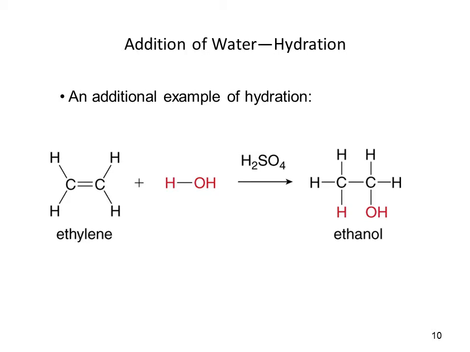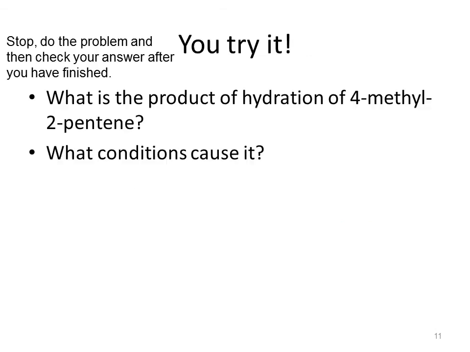So here's an example. Ethylene is a compound with a double bond in it that can be hydrated. If we treat it with water and sulfuric acid, the hydrogen in the water will add to one carbon, and the hydroxy group will add to the other carbon. What results is something called ethanol. So now what I'd like you to do is to try this problem, and after you get through, check your answer and see if you've gotten it correct.